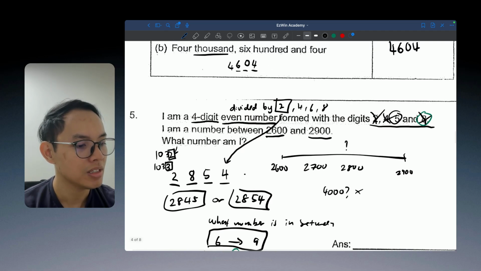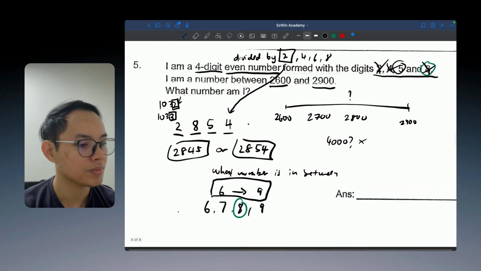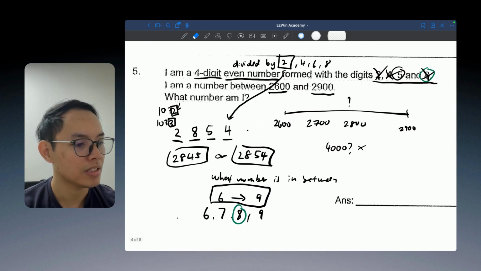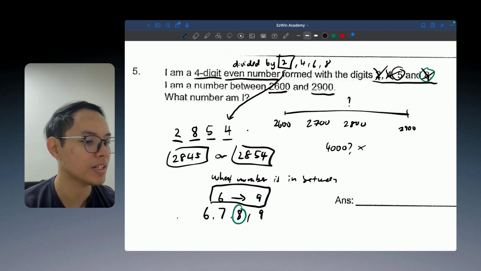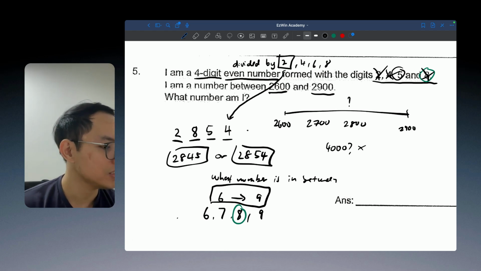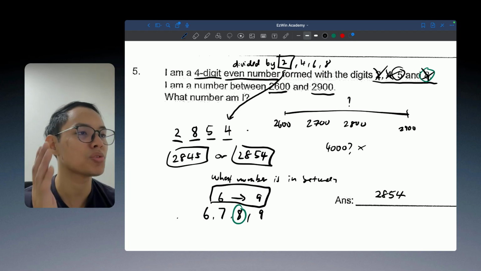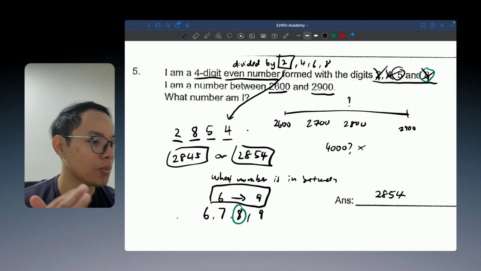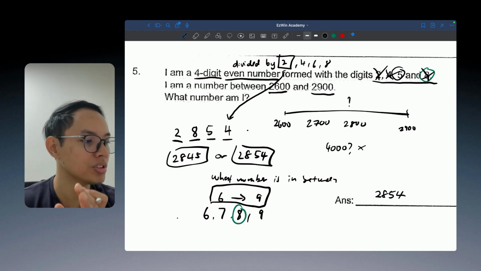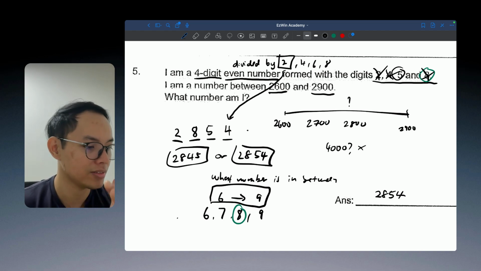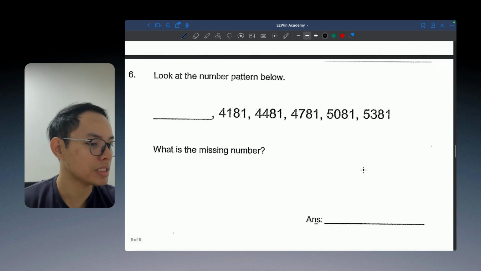So the last number should always be divisible by 2, right? Or an even number. So the answer to this is 2854. That's what you see over here, right? So this is where you have to slowly break down on what are the numbers that you should, in a way, guess in between, right? All right, so let's move on to question number 6.